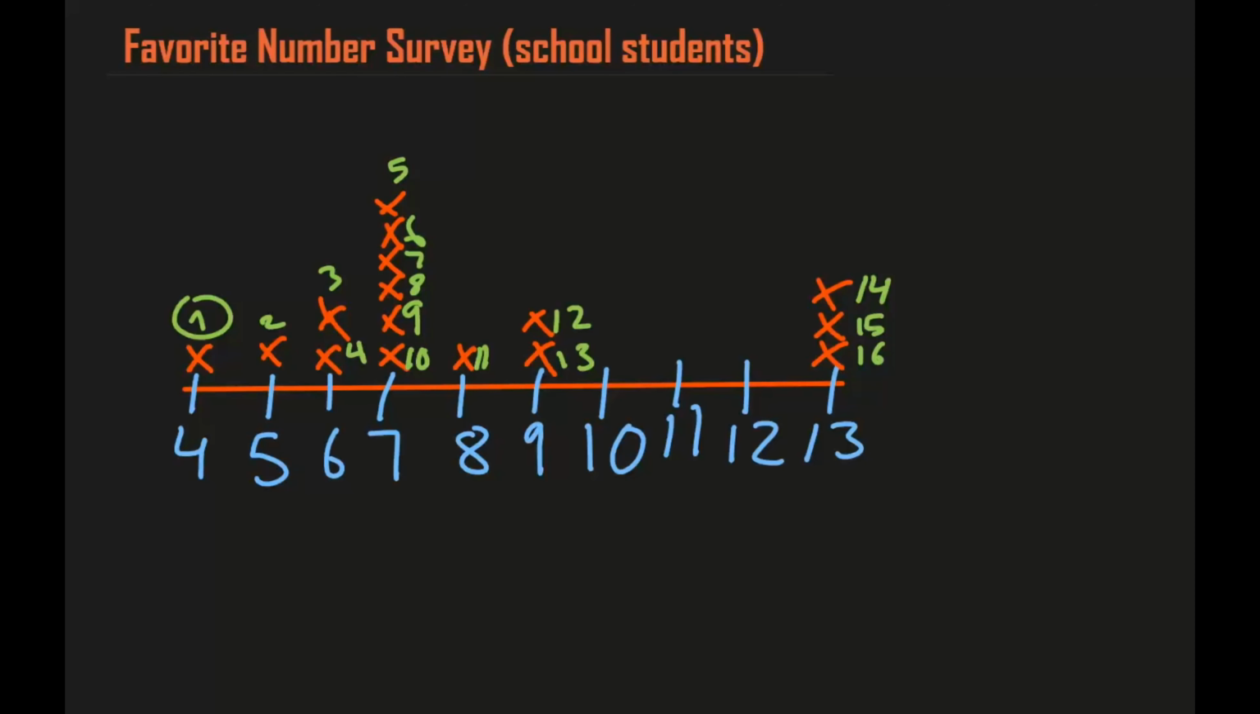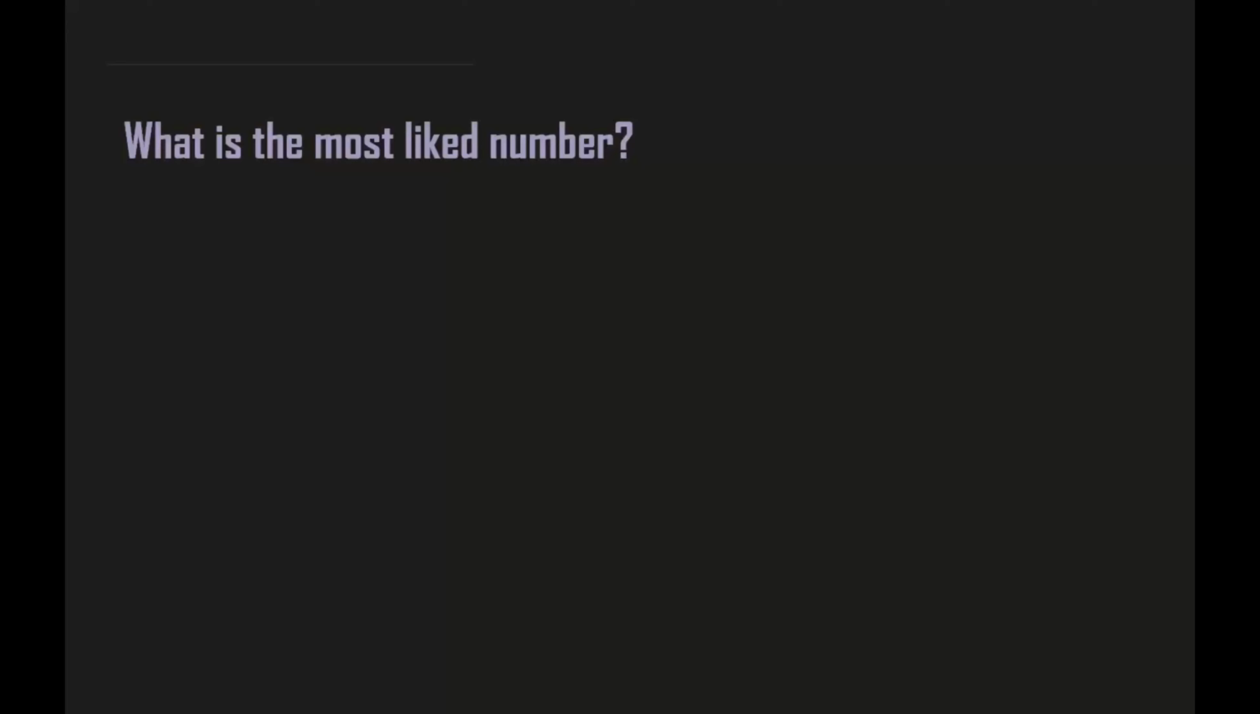Okay, so now, obviously you really don't need to count stuff for this problem. You just need to look at which one's the tallest. Obviously 7 is the tallest. If you're not sure, you can count. 4 has 1, 5 has 1, 6 has 2, and then 7 has 1, 2, 3, 4, 5, and 6. 8 has 1, 9 has 2, 13 has 1, 2, 3. So obviously 7 is the most liked number.